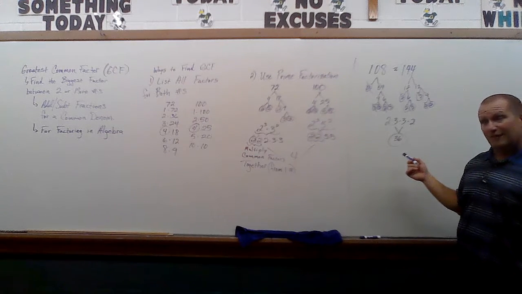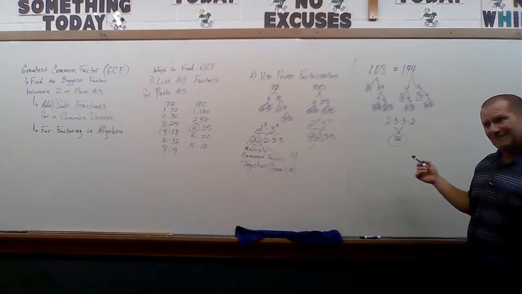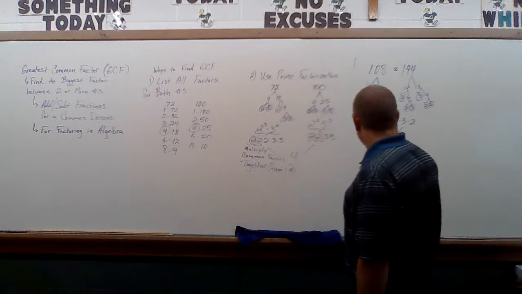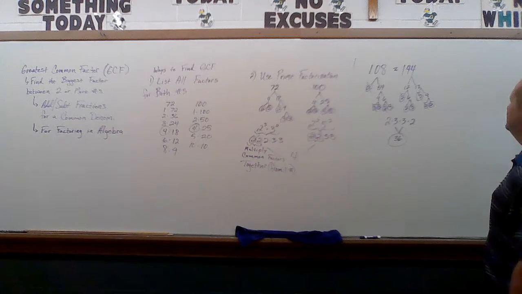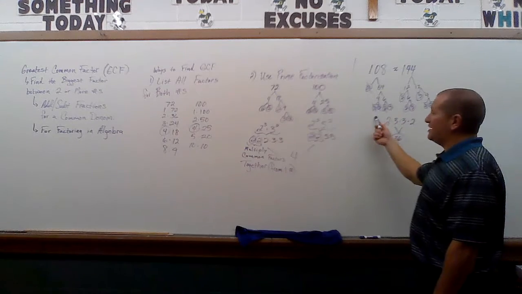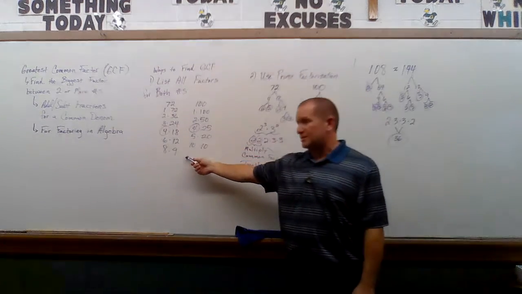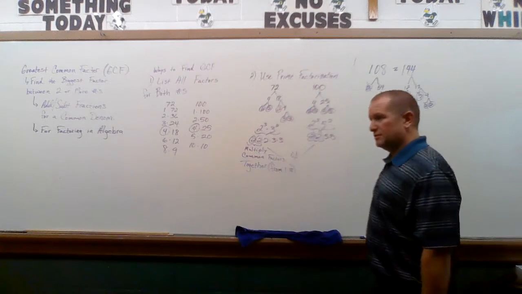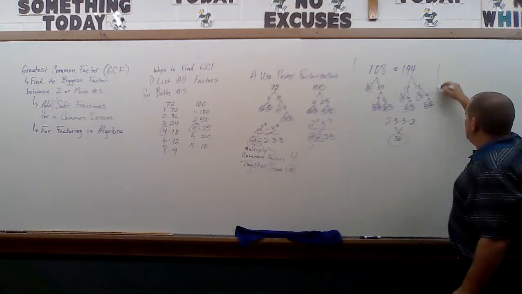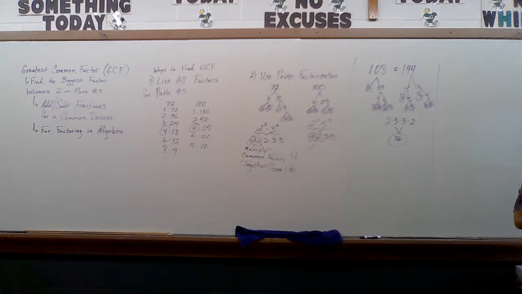You got 12. Okay. What was your method? Did you do prime factorizations or did you do your lists? You tried doing the prime factorizations. All right. So, better try another one then. And it's easy.